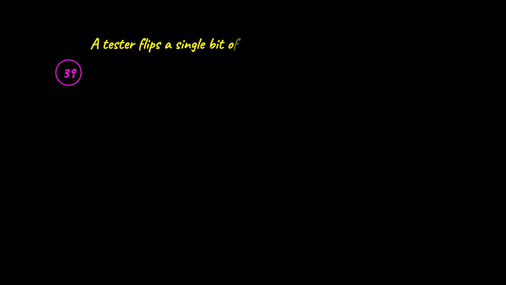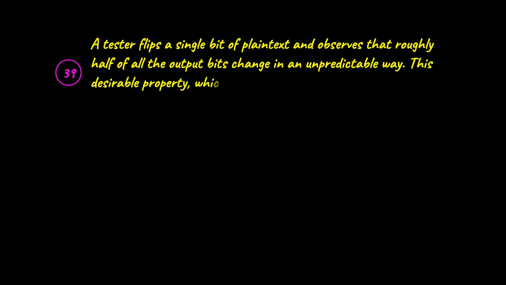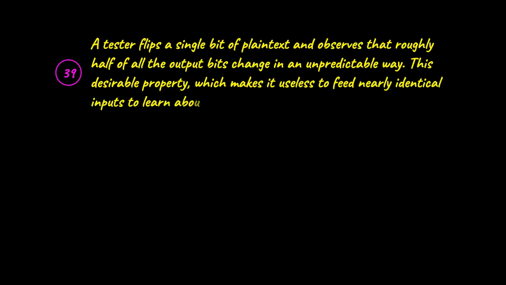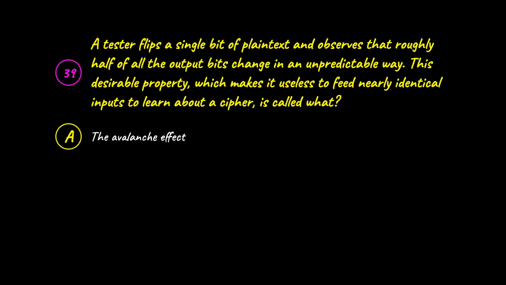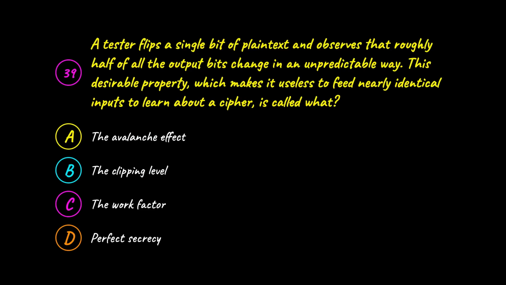Question 39. A tester flips a single bit of plain text and observes that roughly half of all the output bits change in an unpredictable way. This desirable property, which makes it useless to feed nearly identical inputs to learn about a cipher, is called what? Your options are A. The avalanche effect, B. The clipping level, C. The work factor, D. Perfect secrecy. Don't overthink it. Which one feels right?